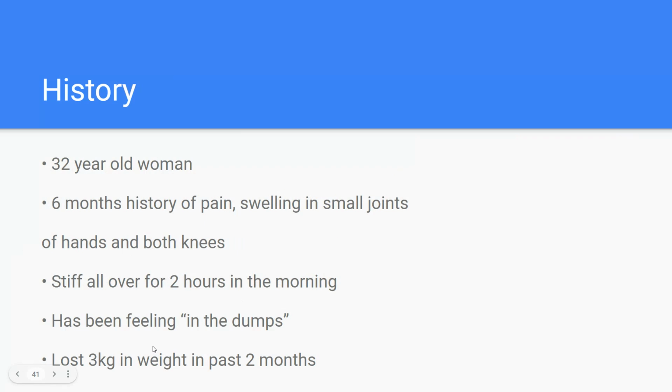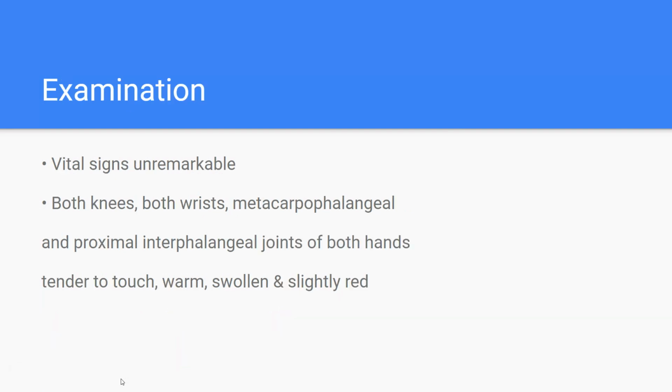She tells you she's been feeling in the dumps, and she says that she's lost 3 kg in the past 2 months. Weight loss in general in medicine we tend to think of as a big red flag, especially if it's not over a long period of time. 3 kgs in 2 months isn't that bad. 3 kgs in 1 month, I'd be a bit more concerned, but I generally get more concerned if it's 5 kgs in a month. That's when I start thinking, should I be thinking a bit more? So she's lost weight, but not enough for me to think it could be a malignancy or that she's severely unwell or something very serious could be going on.